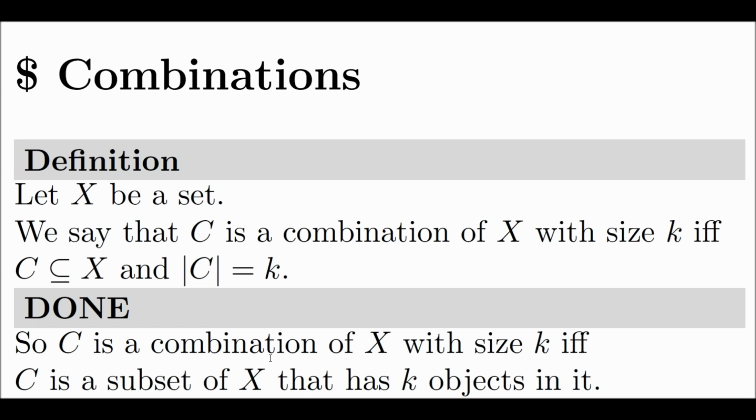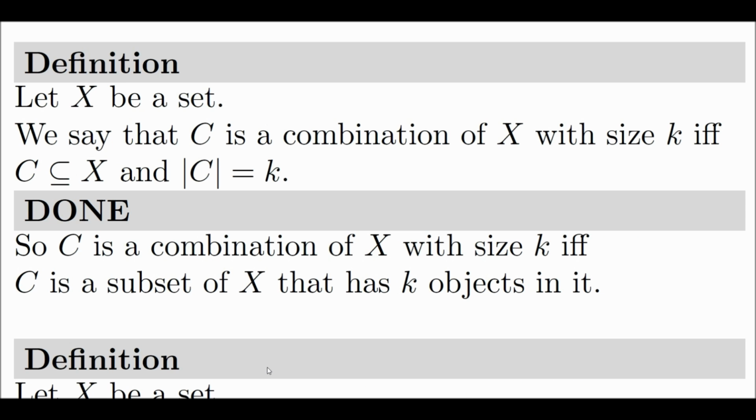So we're going to have a couple of counting techniques. One of those techniques is going to be counting things called combinations. So here's the definition of a combination. Let's say that X is a set. We'll say that C is a combination of X with size K if C is a subset of X and the number of objects in C is K. So C is a combination of X with size K if C is a subset of X that has K objects in it.